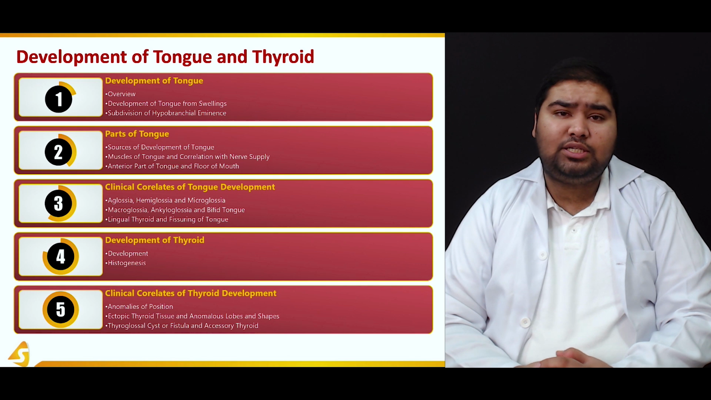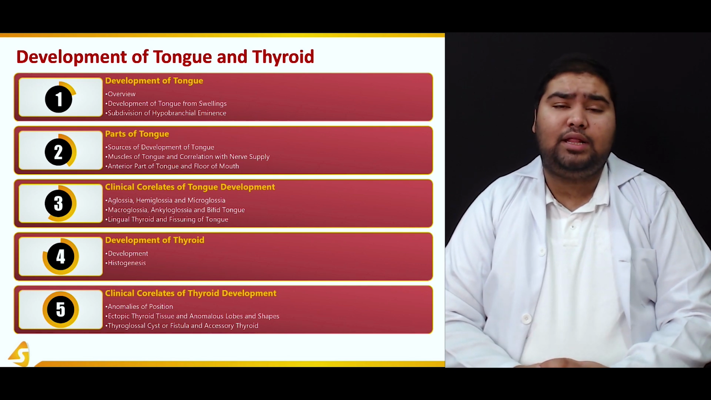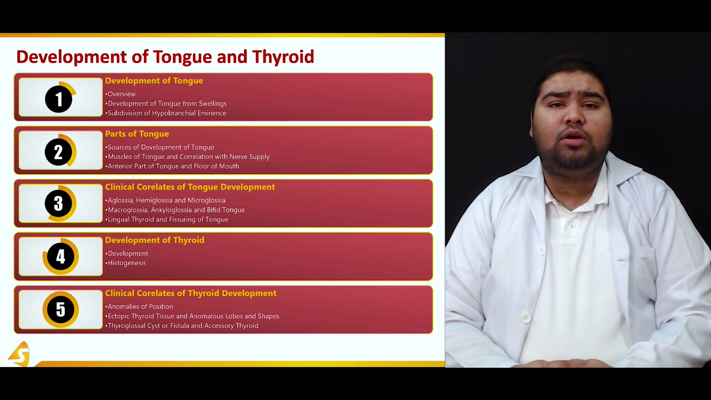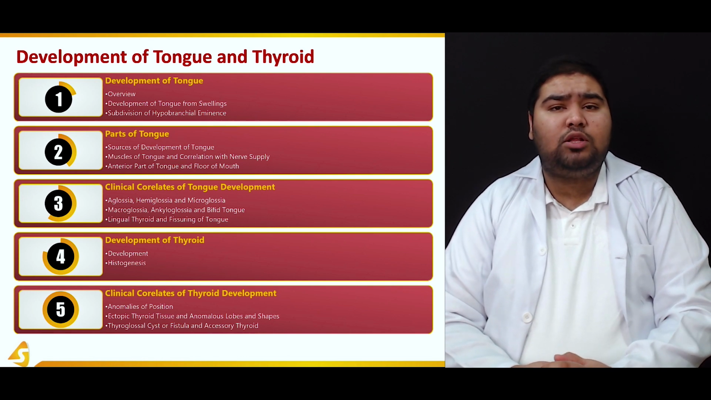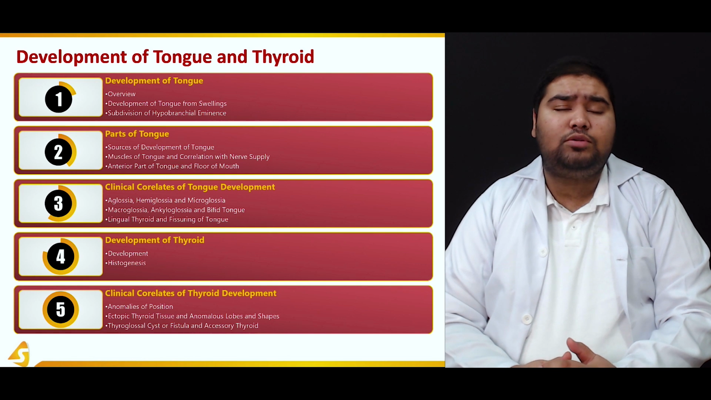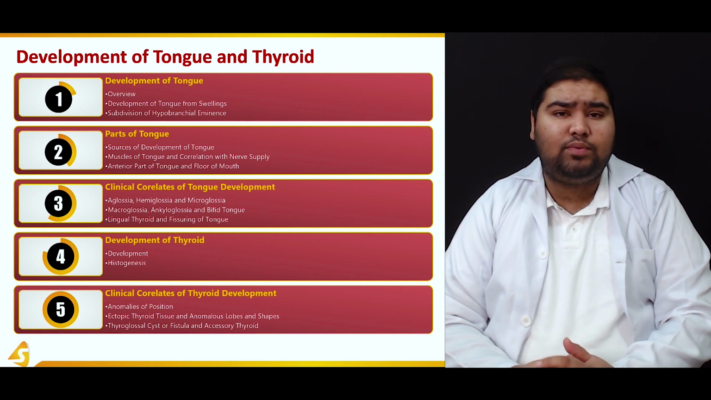In the third section, we'll talk about the clinical correlates of the tongue development. In this, we'll see what goes wrong and where that give rise to various pathological scenarios which are present in the human adults when the development does not go as planned.